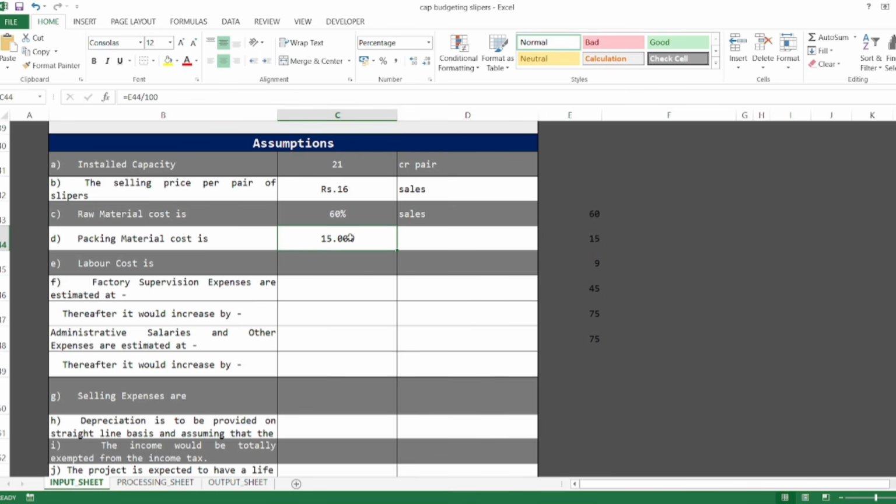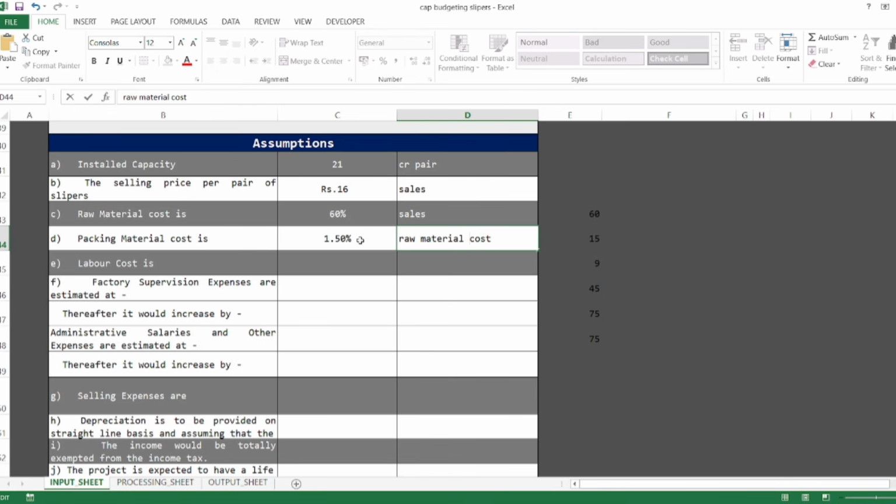For 15 to convert it into 1.5, that is given in the question, we'll divide it by 1000, and rename it as packaging cost, and 1.5% of what, raw material cost. These figures have been given in the question already. We are just inserting it and doing it.